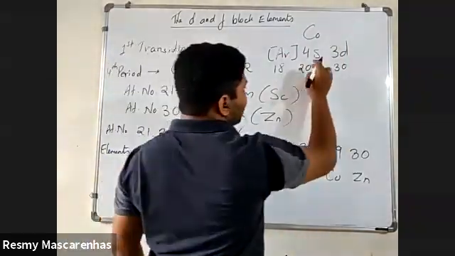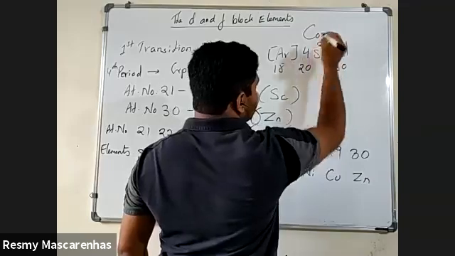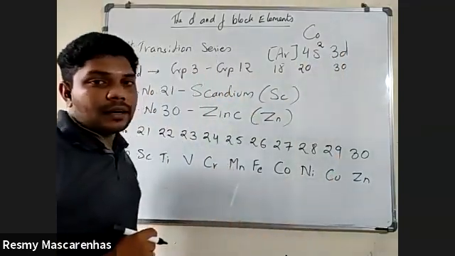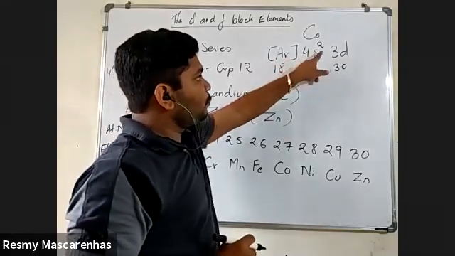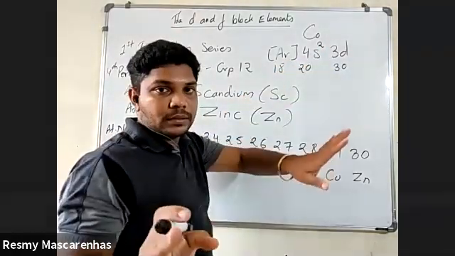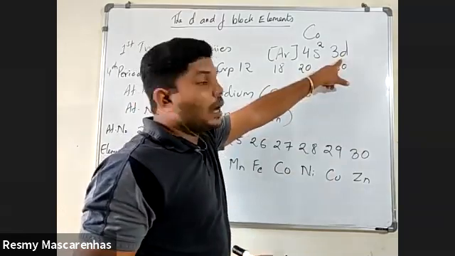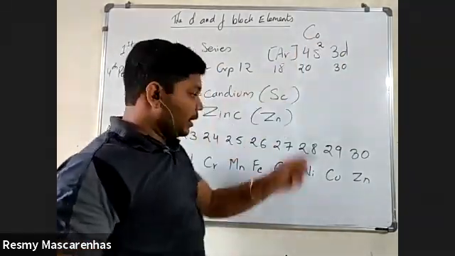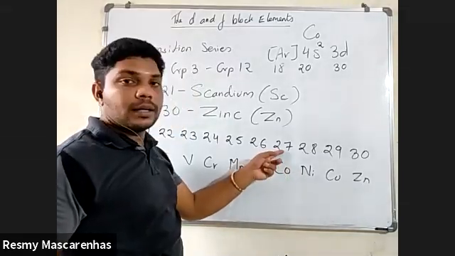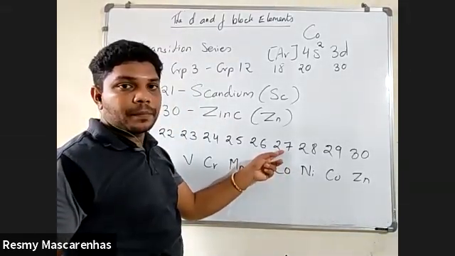Definitely till 20, 2 electrons are there in the s orbital. So it is Ar, that is argon, 4s2. This is common. Now it depends upon how many electrons are in the d orbital. Now I am saying cobalt. What is the atomic number of cobalt? 27. It's very easy.